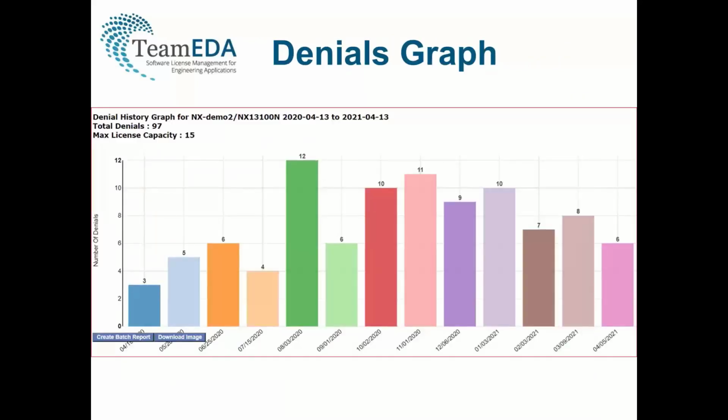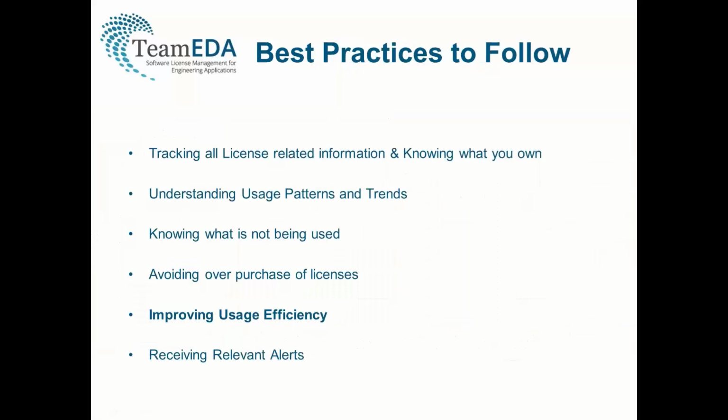And also the same denials report is given in the form of a denials graph. It's on a daily basis or a monthly basis. You can see how many denials are happening. So if these denials are more, that means you will be needing more licenses to add to the pool. Or if the denials are less, that means you don't need more licenses. You can manage with your existing licenses, right?